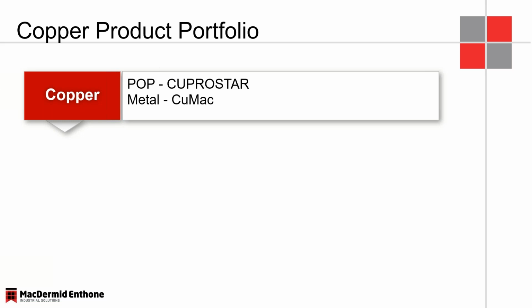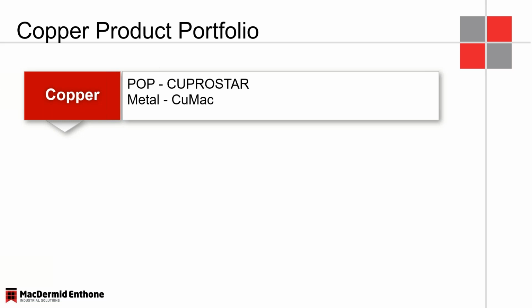So I would like to introduce you to our copper portfolio. There are a few systems that I'll be discussing today. The CUPROSTAR system is what will be highlighted mostly, and that's what we typically use for plating on plastics. Our QMAC copper systems are typically utilized on metal.